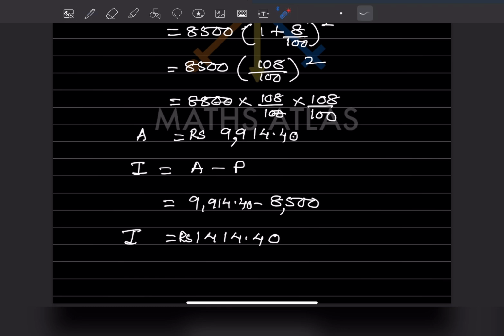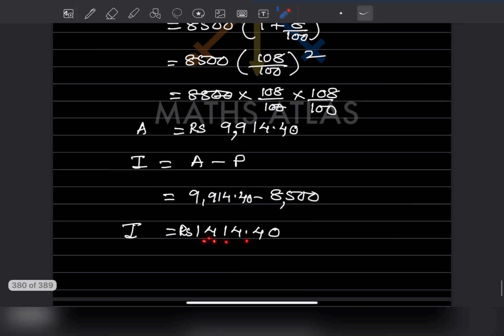So here interest is amount minus principal. So amount is this one and the principal is 8,500. So when you subtract, you get rupees 1414.40.